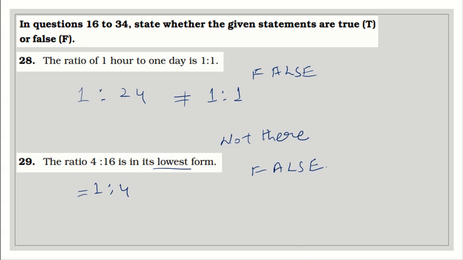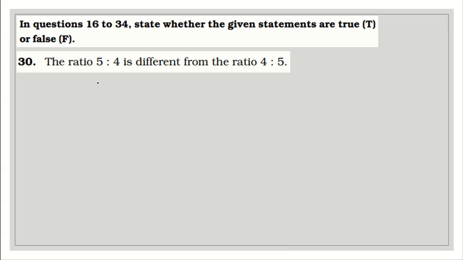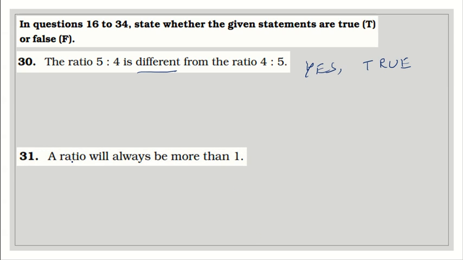So moving on to question number 30. The ratio of 5:4 is different from 4:5. Yes, they are different. We are agreeing. Yes, they are different. Therefore his statement is true. 5:4 is not equal to 4:5. They are different. Now moving on to question number 31. Ratio will always be more than 1. Not correct. Not necessarily.